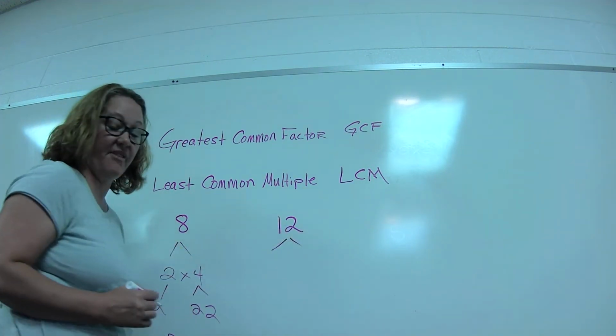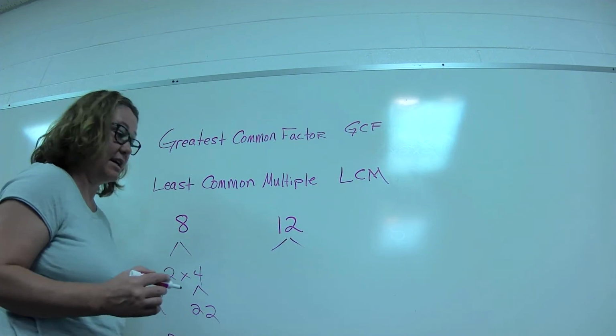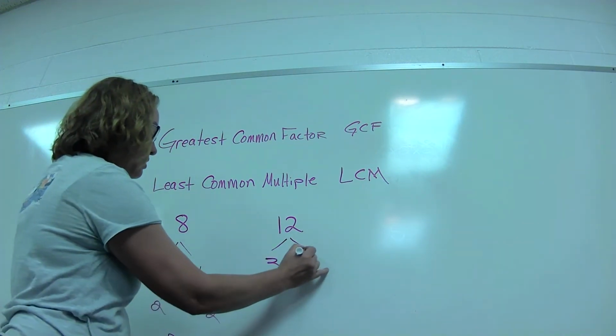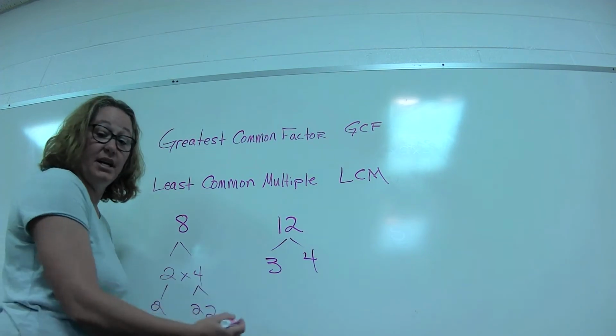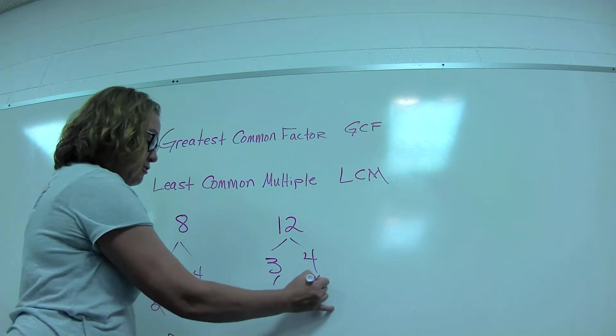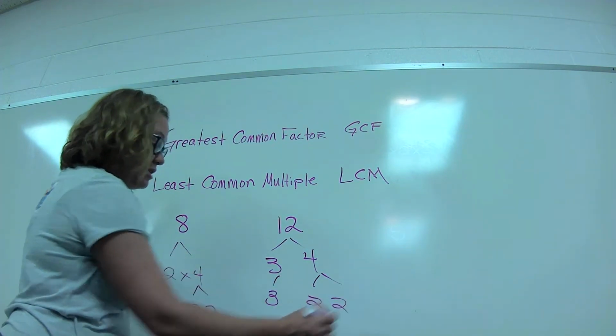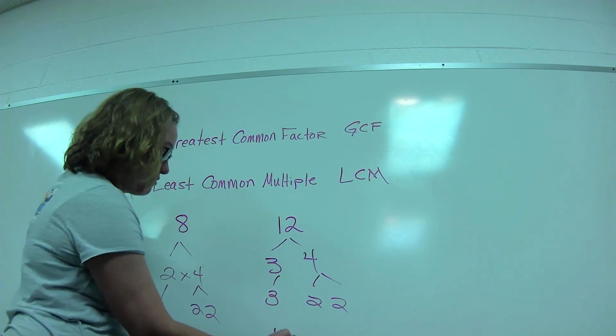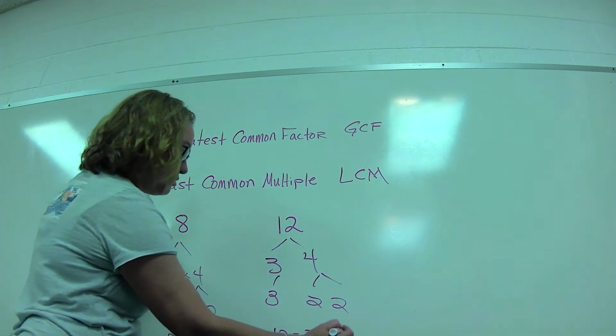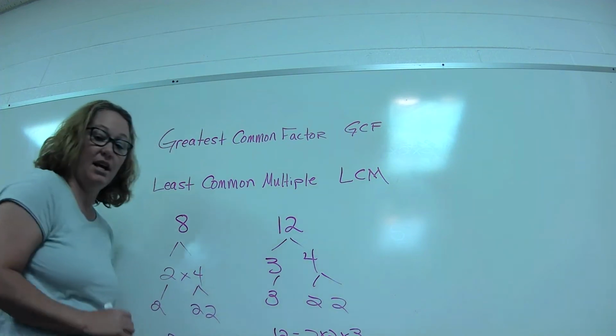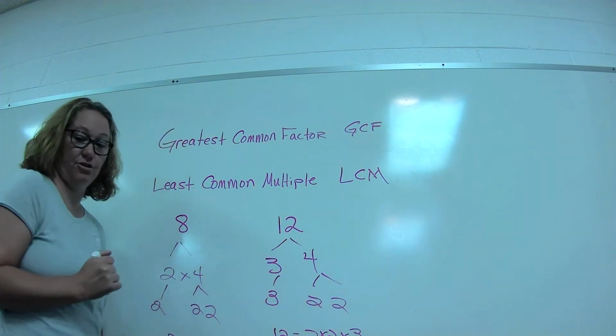12, let's pick a factor pair of, let's say, 3 and 4. All right, 3 is already prime. 4 gets factored out to 2 times 2. So 12 would equal 2 times 2 times 3, doing our factor trees.